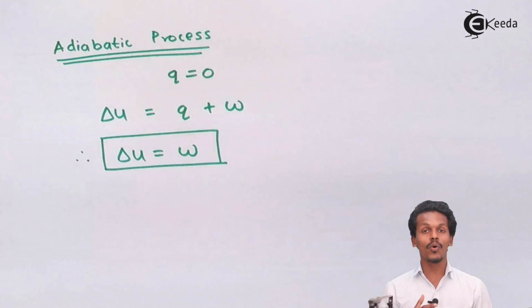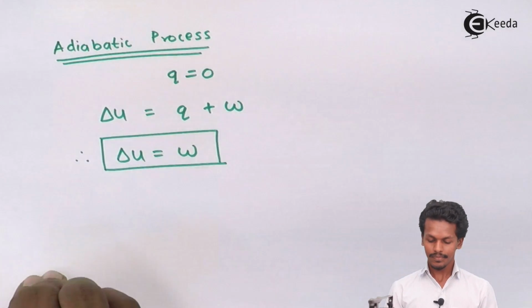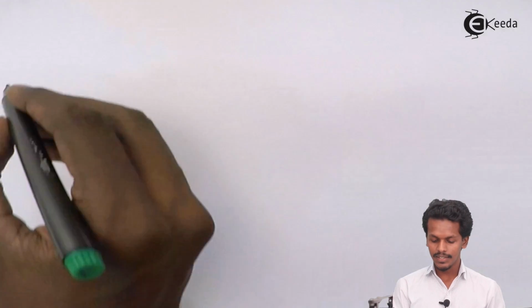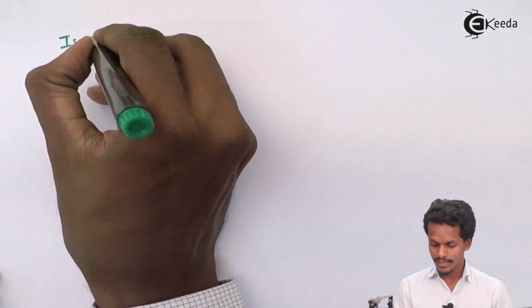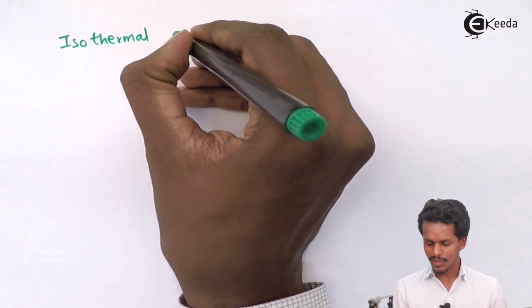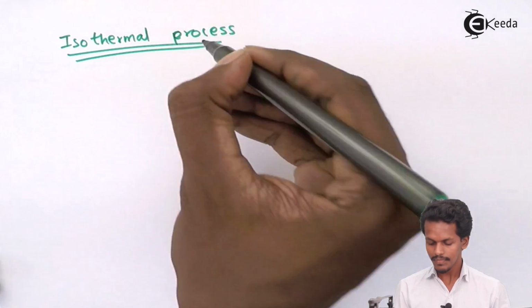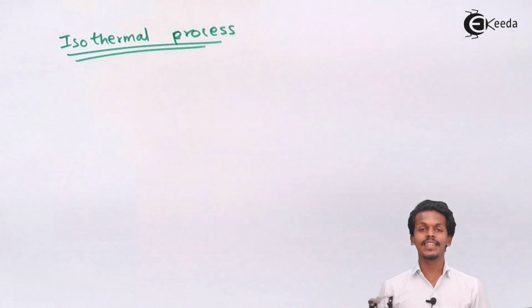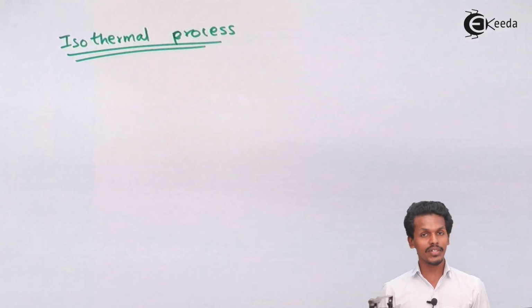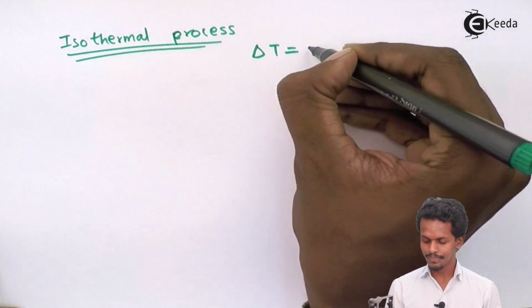So let us see what would be the case when we are talking about an isothermal condition, or I would say an isothermal process. In an isothermal process, there is no change in the temperature, as the temperature will remain constant throughout the whole process. Therefore delta T is equal to 0.